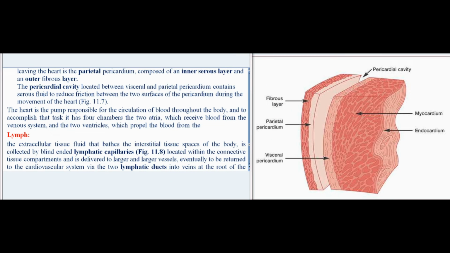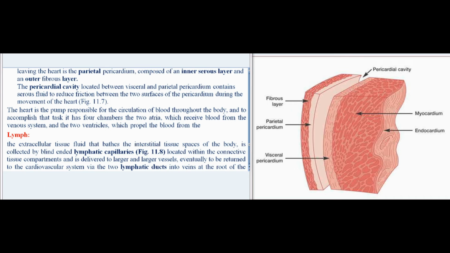Enclosing the entire heart and becoming continuous with the visceral pericardium on the great vessels entering and leaving the heart is the parietal pericardium, composed of an inner serous layer and an outer fibrous layer. The pericardial cavity located between visceral and parietal pericardium contains serous fluid to reduce friction between the two surfaces of the pericardium during the movement of the heart, Fig. 11.7.